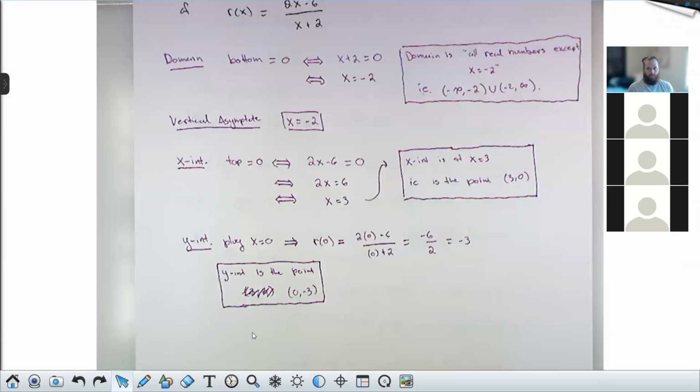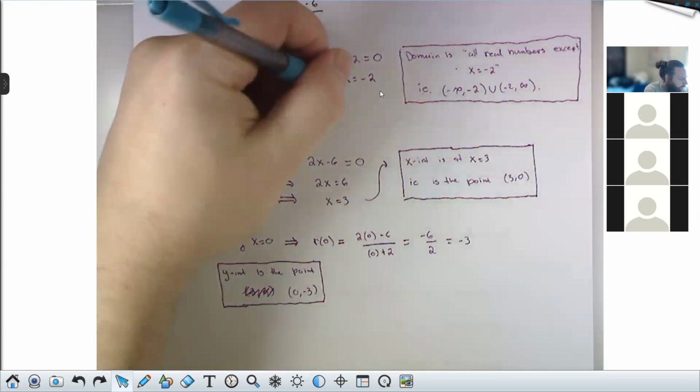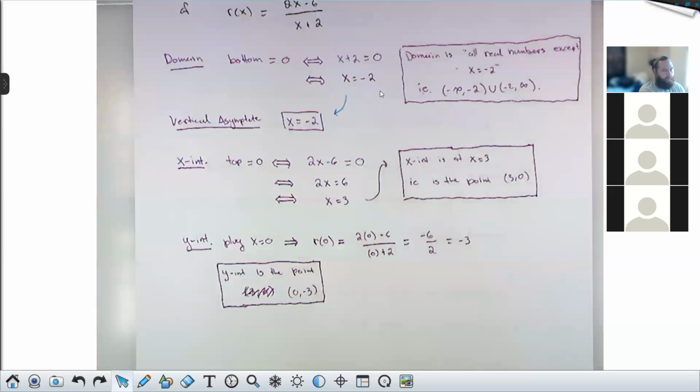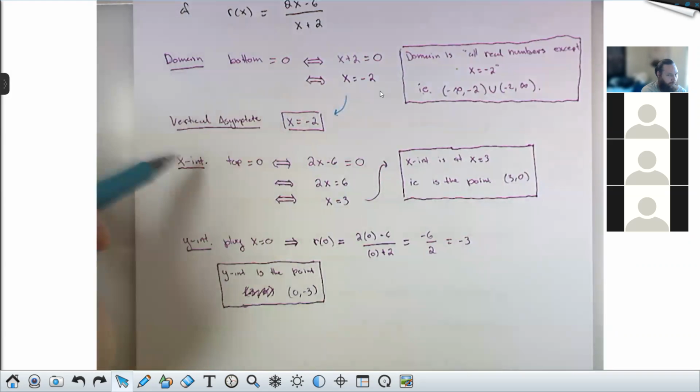Vertical asymptote, we kind of learn these along with the domain. So the vertical asymptote will be the vertical line x equals some number, where that number or those numbers are the numbers you find by setting the bottom equal to 0. So this guy, I didn't have to do anything extra for him, he came straight from the work we did with the domain. So both the domain and the vertical asymptote come from setting the bottom equal to 0.